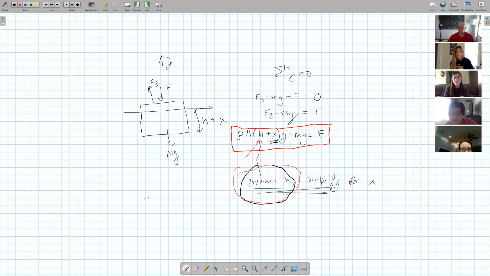So the F is the buoyant force or the push force? The F is the push force. Yeah, that's right. All of this term here is the buoyant force, so we've already used that part. Okay, that makes sense.